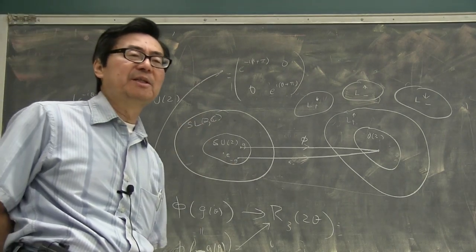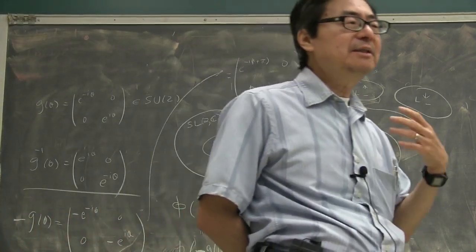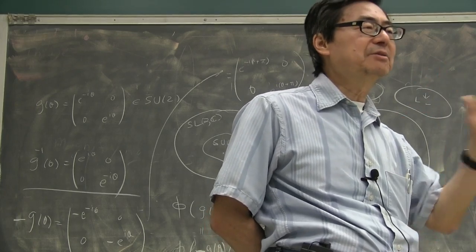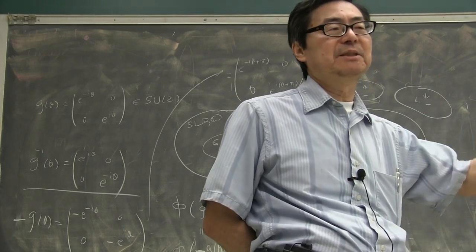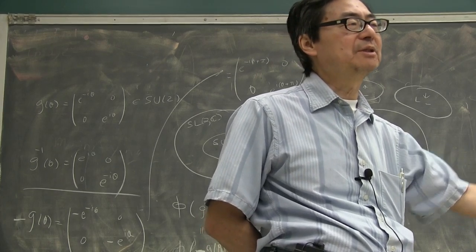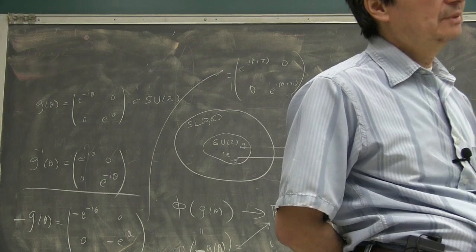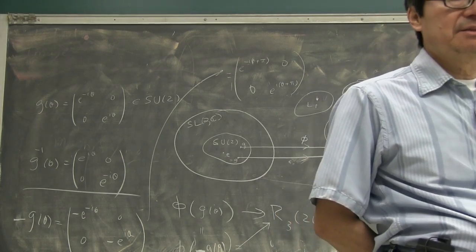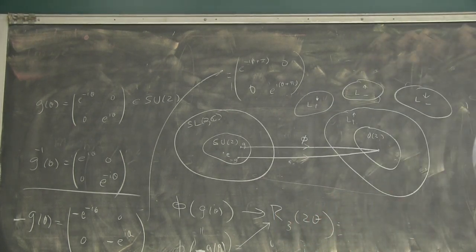Now you remember something called Euler's theorem before? Euler's theorem says what? Any general rotation in 3-dimensional space can be represented as a product of 3 rotations, about a second axis and about a third axis. In fact, do you remember what that Euler's theorem was? We talked about that several lectures ago.